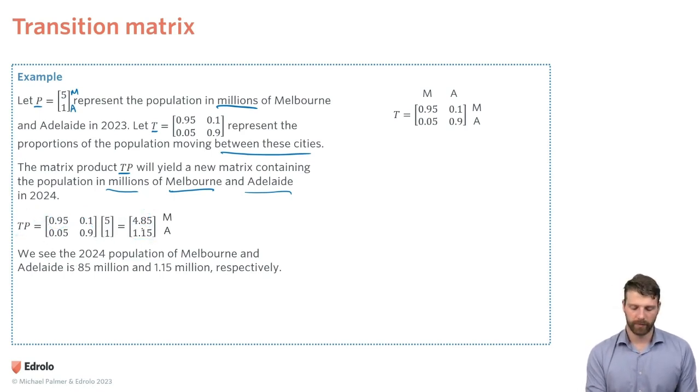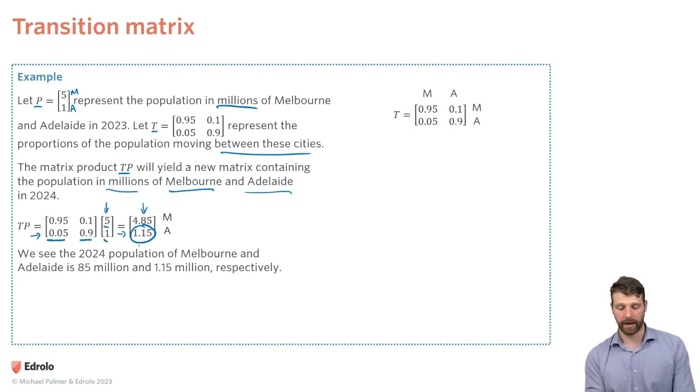Likewise, if you want to see how the 1.15 million is calculated, that's in row 2, column 1. So you multiply row 2 with column 1. So you get 5% of 5 million plus 90% of 1 million. You add those together and you get 1.15. So that's how the transition matrix is working to shift those proportions between the cities.